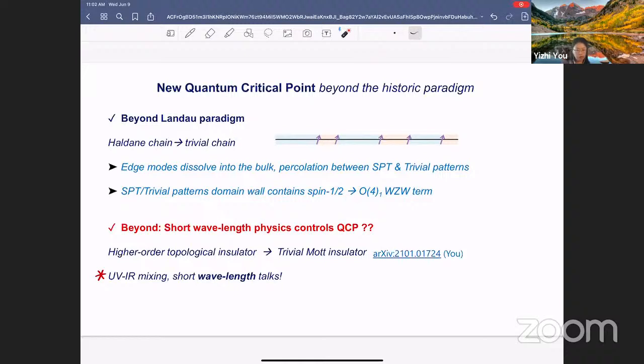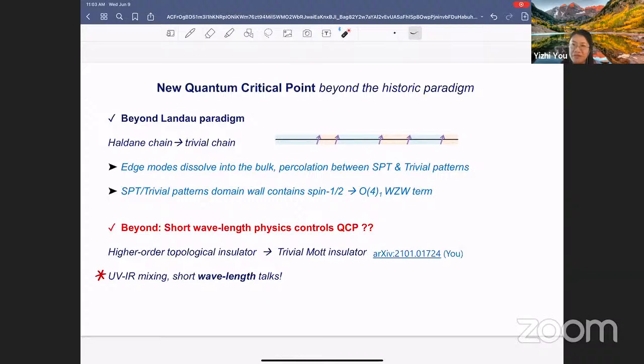And then what I will introduce today is that in two spatial dimensions, there is a similar picture where a continuous phase transition could appear between a higher order topological insulator and a trivial Mott insulator with the same symmetry pattern, but distinct topological pattern. And such a phase transition is also beyond the Ginzburg-Landau theory because we have two phases with the same symmetry pattern but distinct topological index. And it's also beyond the renormalization group picture because there we will find a large number of short wavelength modes, or short wavelength physics, which survive at the quantum critical point. So the critical point is actually controlled and manipulated by the short wavelength fluctuations.